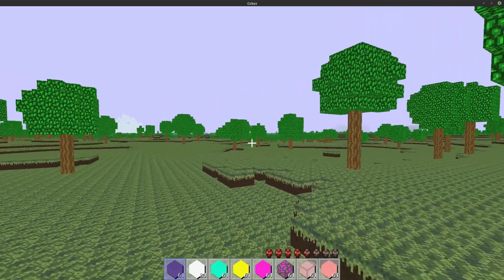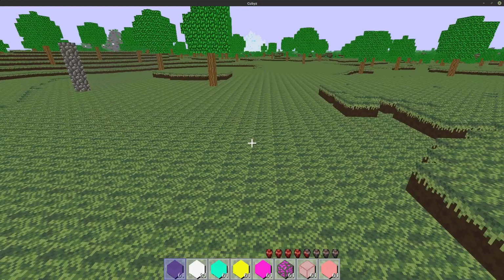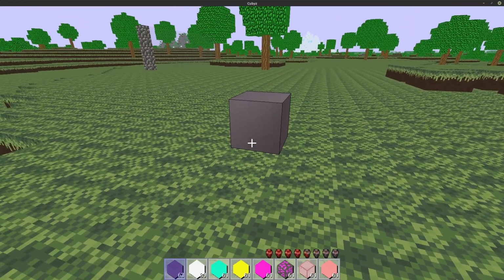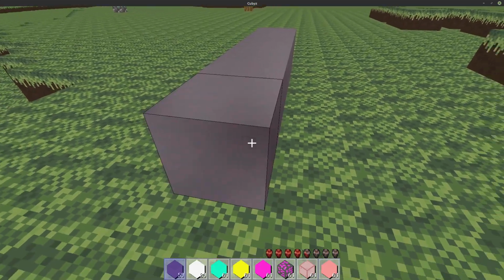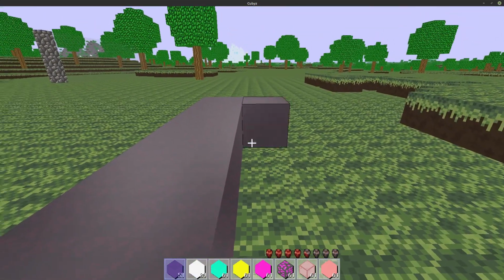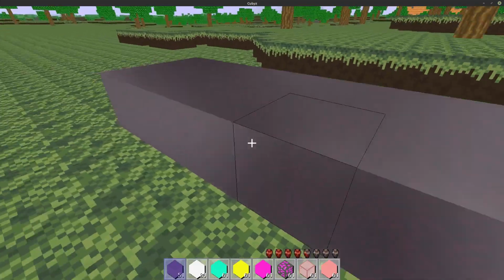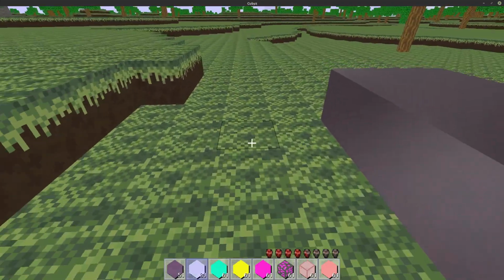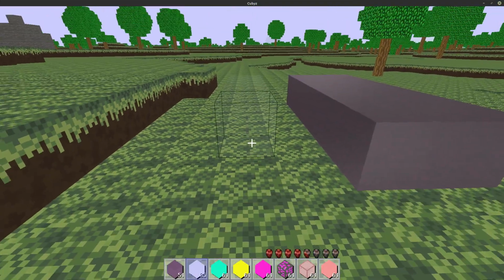Hello there. Today I want to show you some cool transparency effects that I implemented into the game. I implemented three different and interesting effects. First of all, I made a fake reflection effect, which gives surfaces like water or glass a proper shininess.